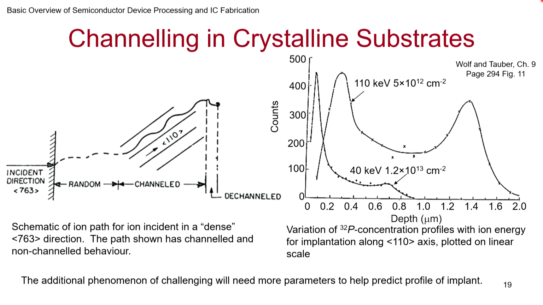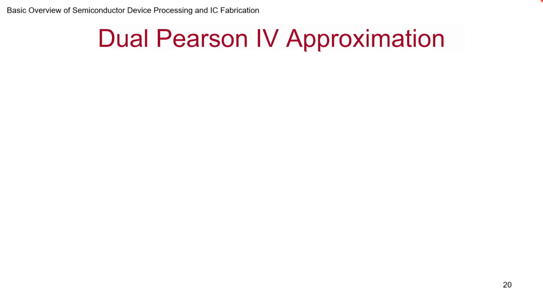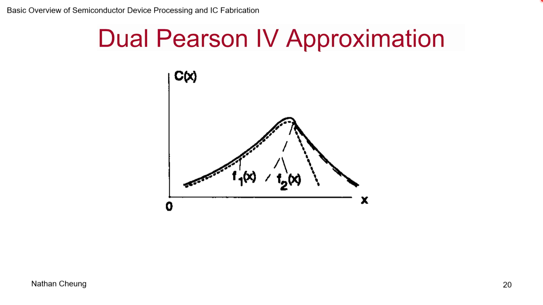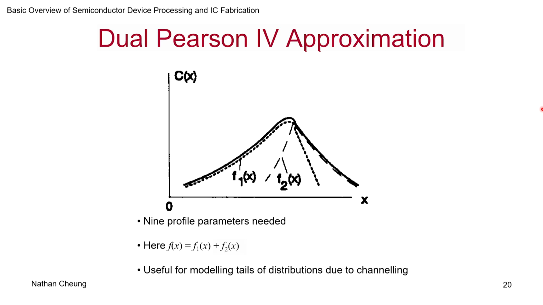So what do we do? You have to add more parameters. And again, randomly adding parameters is not the point; it has to be with some physics. You use one set of parameters for modeling this, one set of parameters for modeling this, and maybe one more parameter to link the two. That's what is done in the dual Pearson model. You have a concentration with one fit here and another fit here, and you are linking them. So 9 parameters are needed in this, and this is useful for modeling the tails. With this you can model it with good accuracy.